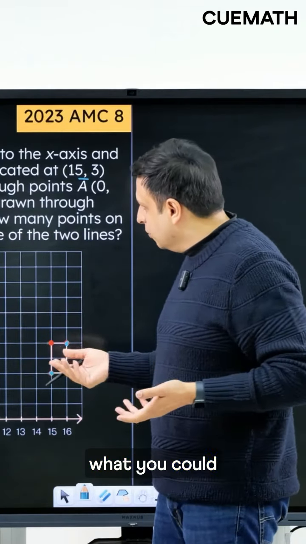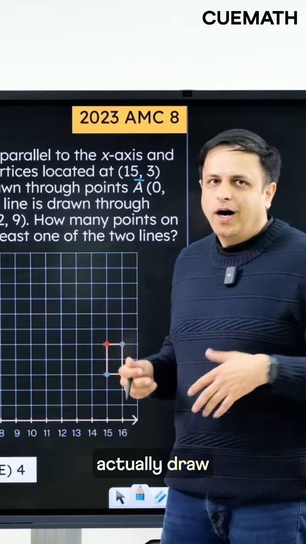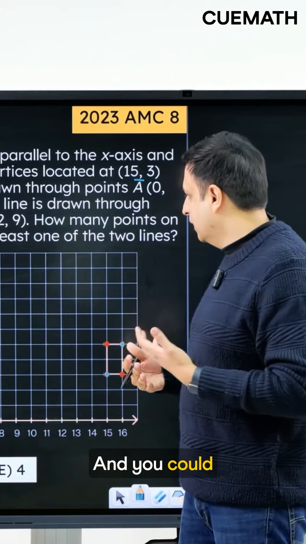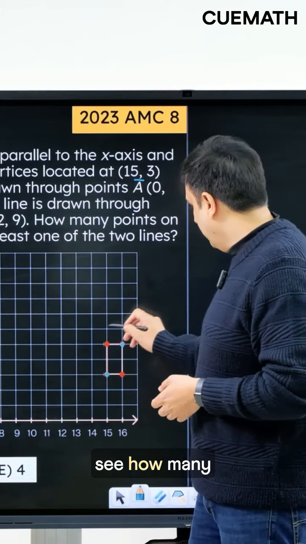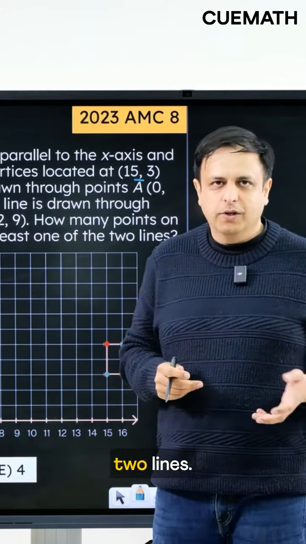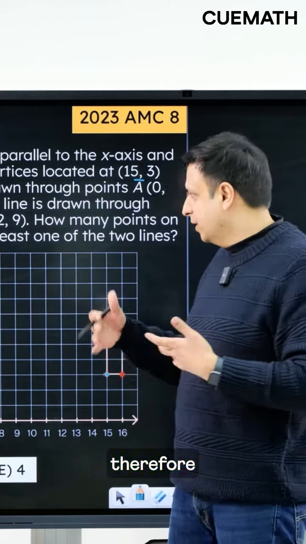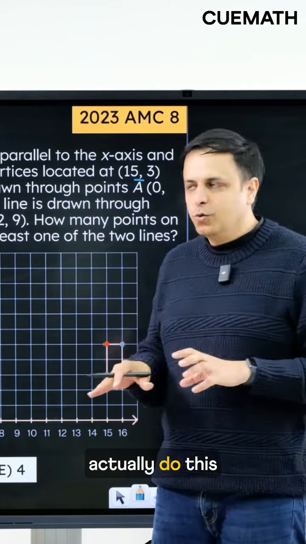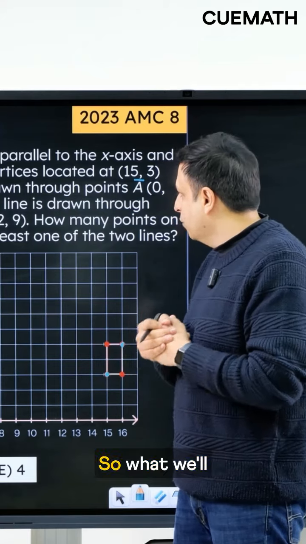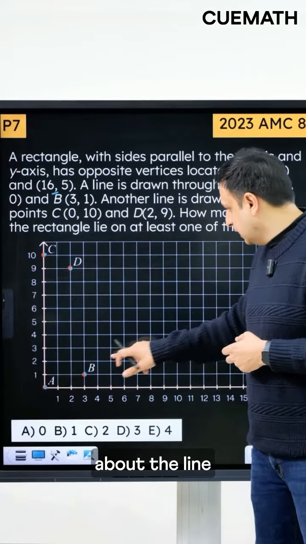Now, of course, what you could do here is actually draw out these 2 lines, and you could extend them and see how many points on the rectangle end up lying on those 2 lines. But there's a chance your drawing may not be accurate, you may end up making a mistake and therefore counting incorrectly. So we should actually do this more systematically and mathematically. So what we'll do here is, first we'll think about the line AB.